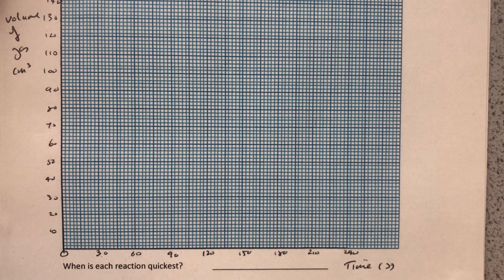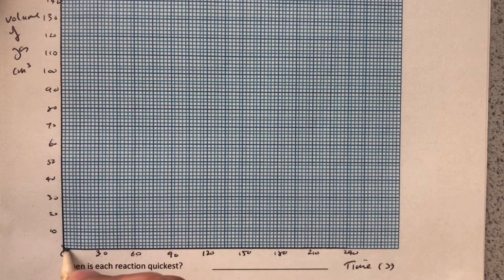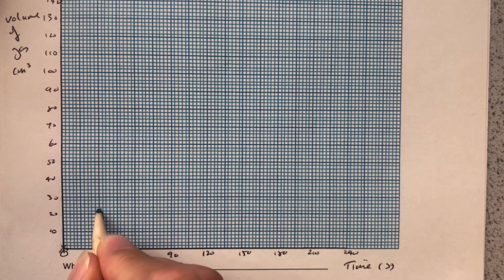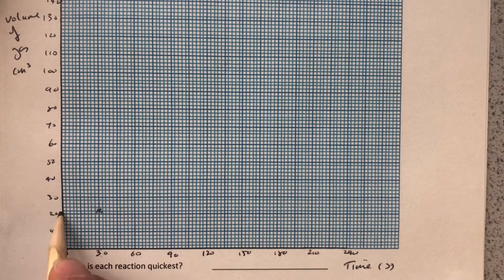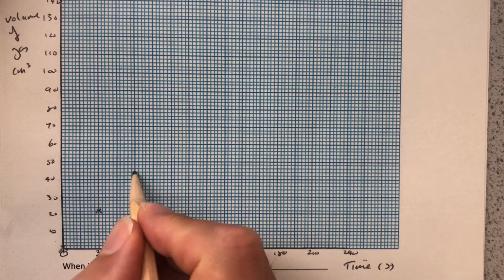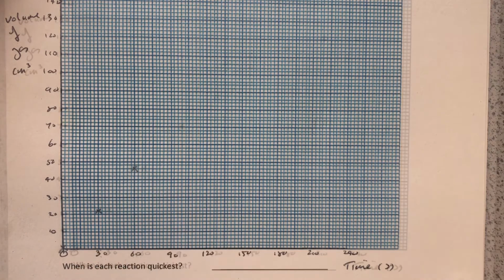So let's start plotting our data. I'll do the 0.5 mole per decimetre cube one first. At 0 it was 0, put an X there. At 30 seconds we had 22 centimetre cubed of gas. Each little square is 2, because there are 5 squares for 10 on the volume of gas, so let's put on that 22. 1 minute was 46, so 42, 44, 46. That's going to go there, and we keep on going like that.